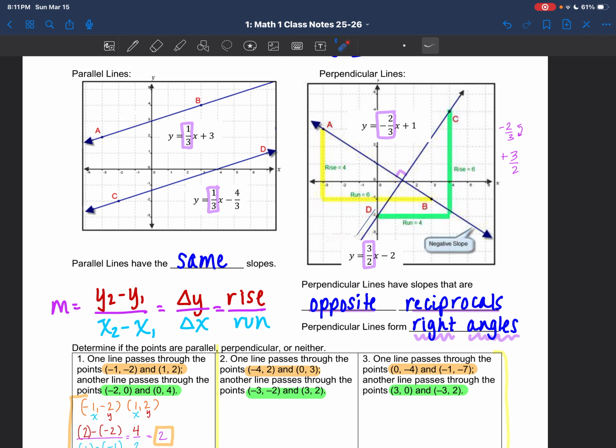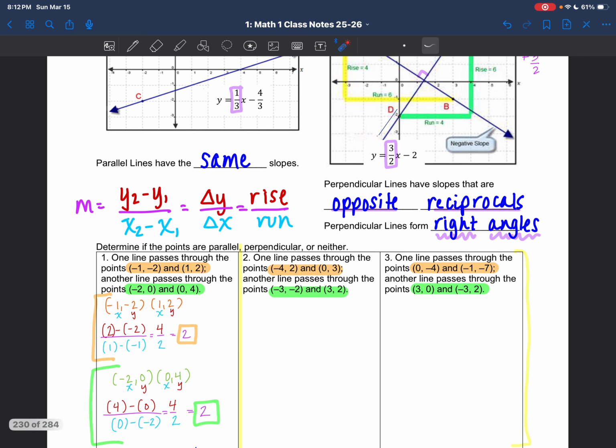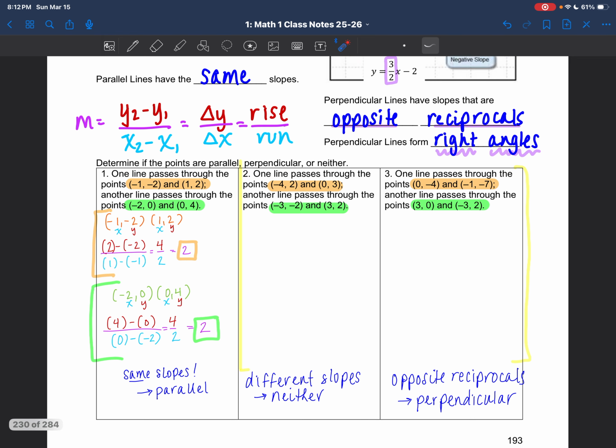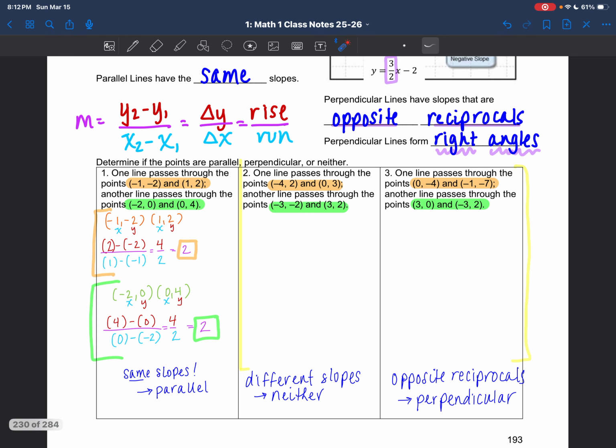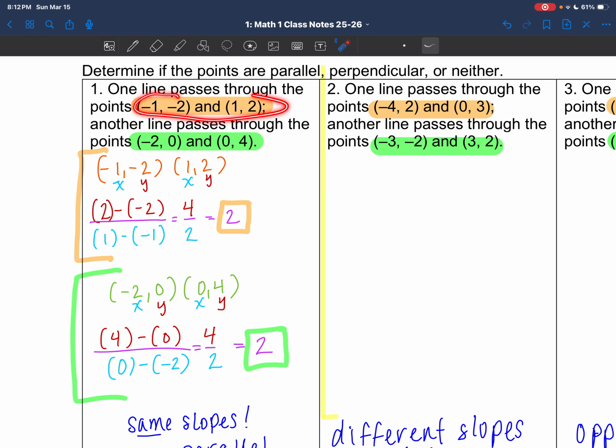All right. So as a reminder, here are all the different ways you can think of slope: change of y over change of x, rise over run, and your formulas. What we're going to do today is work through different situations. For the first one, it says one line passes through these points, another line passes through these points. We want to figure out if it's parallel, perpendicular, or neither.